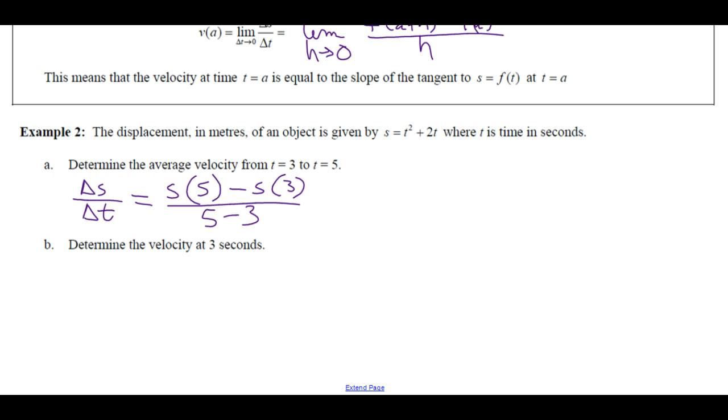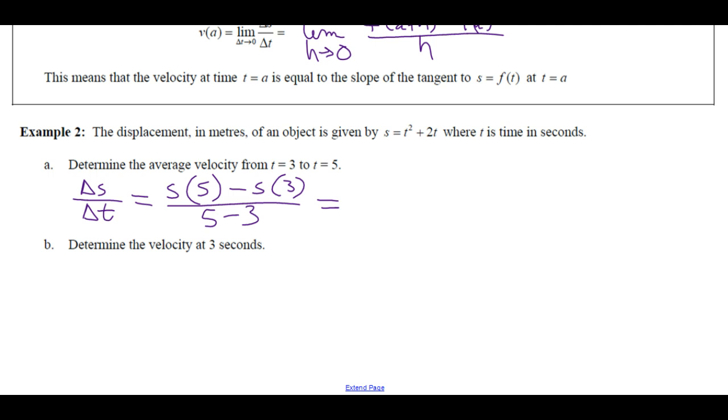Which we can now fill in. So we want basically the y value at 5 seconds. How far have you gone after 5? How far did you go after 3? How far did you go in that time interval? And this was the time interval, the 5 minus 3, those 2 seconds. How far did you go?